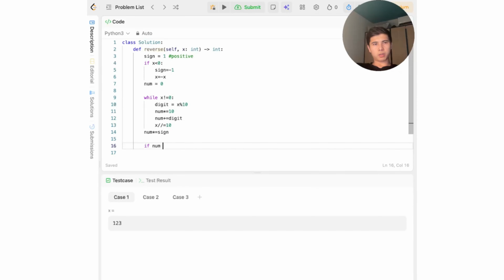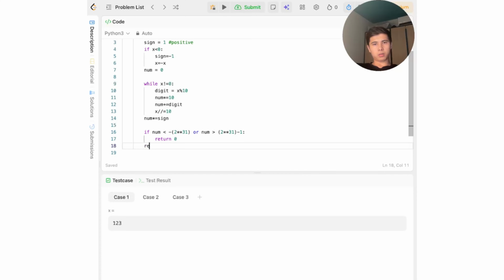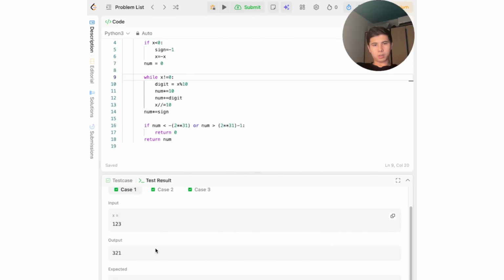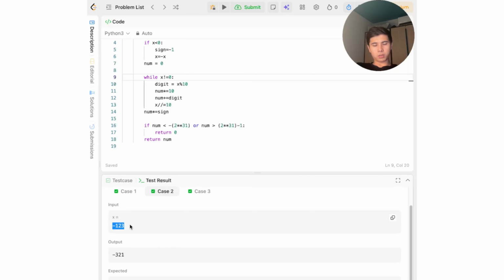We can continue by checking the bounds as well. If number is lower than minus 2 to the power of 31 or number is greater than 2 to the power of 31 minus 1, then it needs to return 0. In any other case, it needs to return the number. All of the cases show the correct results. For minus 123, the output is minus 321, and the expected result is also the same.